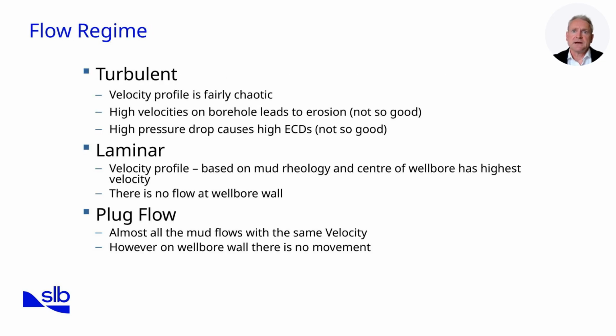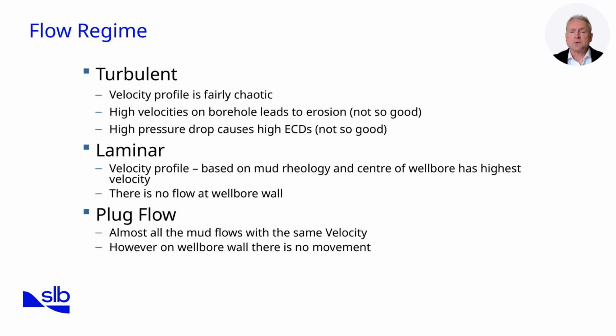Okay, let's do a quick recap from the first submodule on the 3 primary flow regimes: turbulent, laminar, and plug flow. Turbulent flow is characterized by a chaotic velocity profile. While it enhances cuttings transport efficiency, it also creates challenges such as borehole wall erosion, high pressure drops, and elevated equivalent circulating density, ECD. These effects can stress the formation and increase the risk of lost circulation.